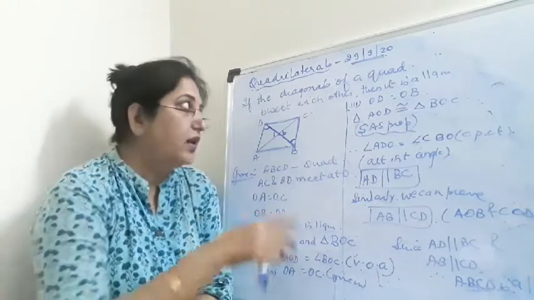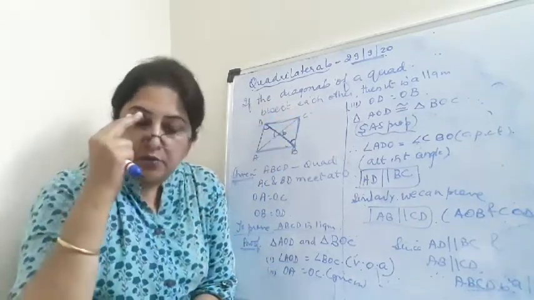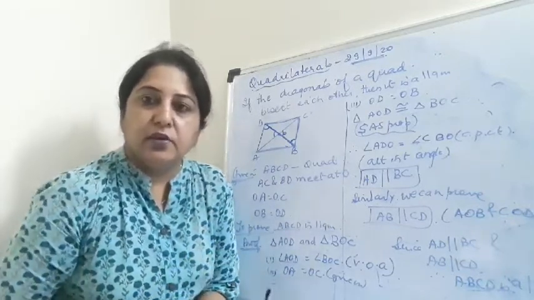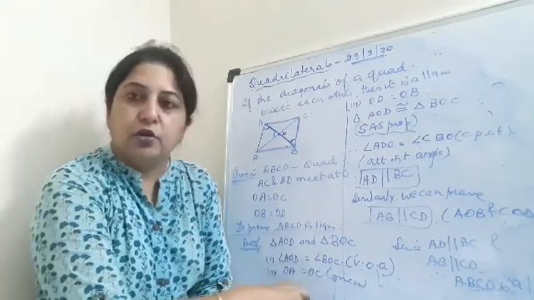And then in the end you can write, since the diagonals of the quadrilateral bisect each other, it is a parallelogram. So children, you practice these two proofs in your notebook. If you have any queries or any doubts, you can ask me. Okay, and complete all your previous work also.